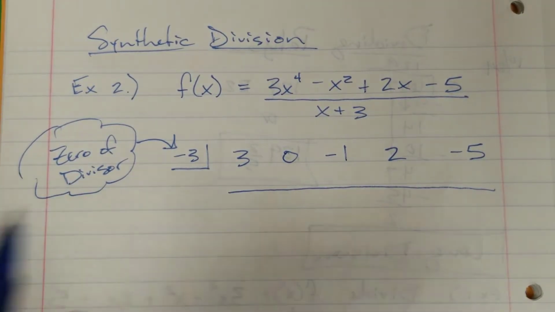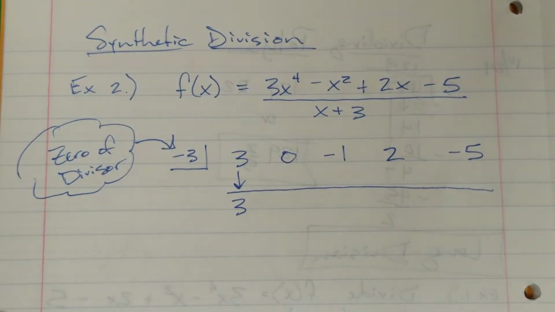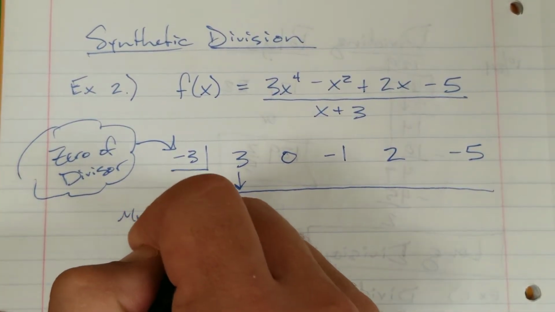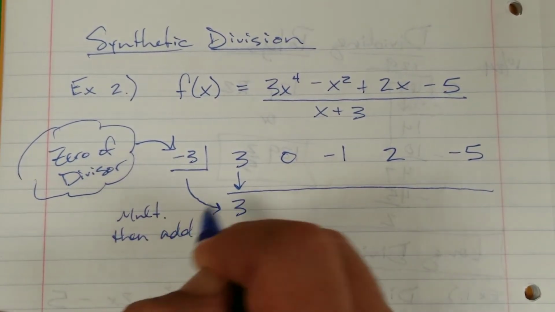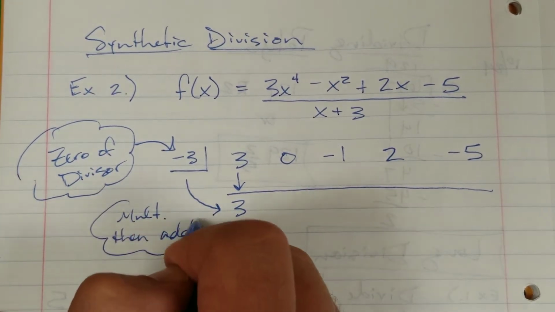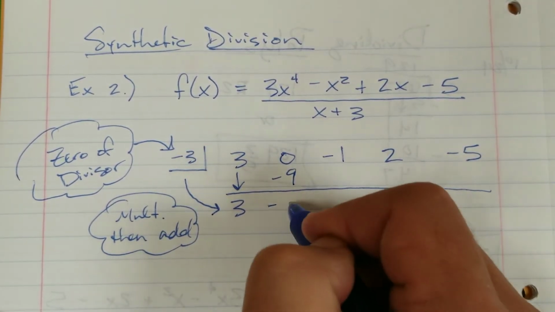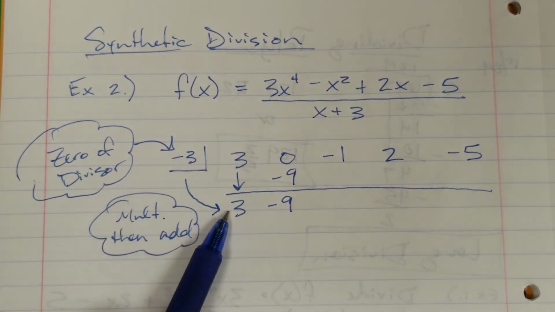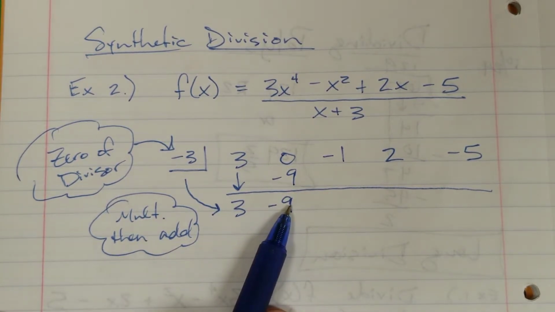All right, so first step is to bring down the 3. We're going to bring that down. Now we multiply just like long division. But what's different is then we're going to add. Multiply, get a -9, and then add. Again, I multiplied -3 times 3 to get the -9, and then I added to get -9.